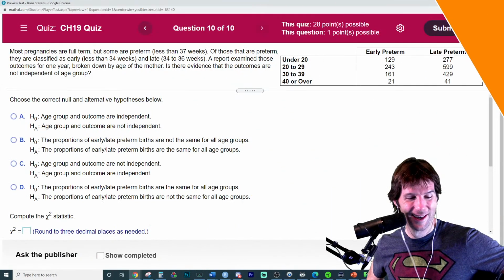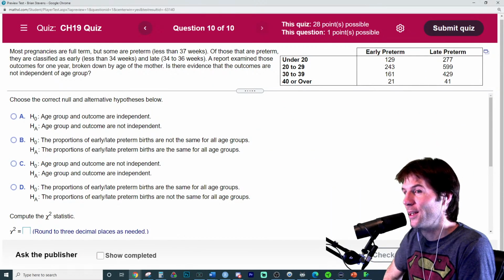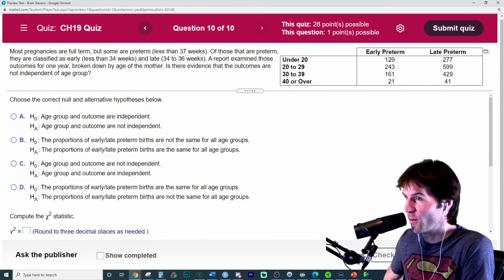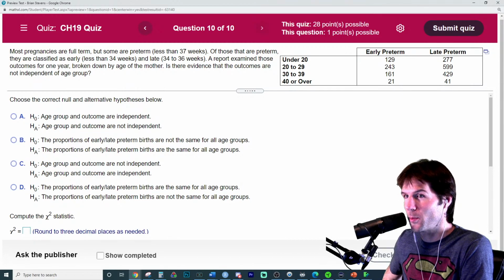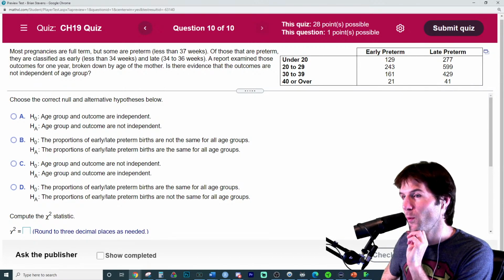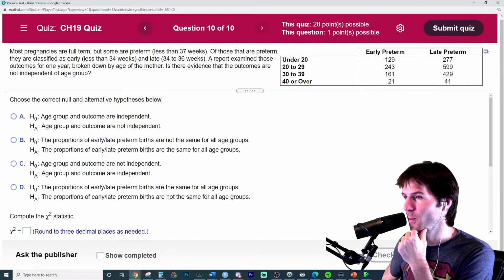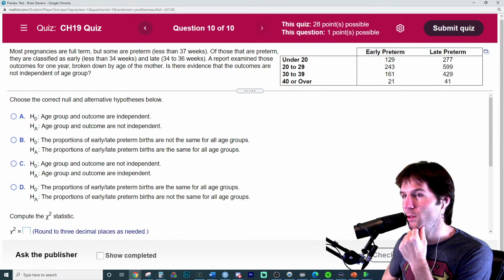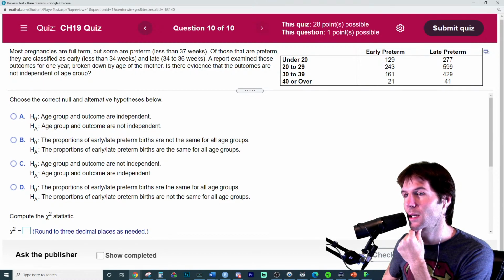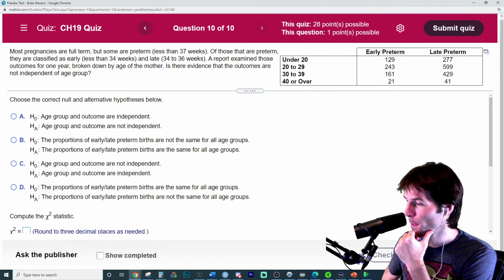Let's go check this out. Most pregnancies are full term, but some are preterm, less than 37 weeks. Of those pregnancies that are preterm, they're classified as earlier than 34 weeks and late, 34 to 36 weeks. That's not late. It's like normal, right? I don't know a lot about pregnancies. A report examined those outcomes to 1 year, broken down by age of mother. Is there evidence that the outcomes are not independent of age groups?